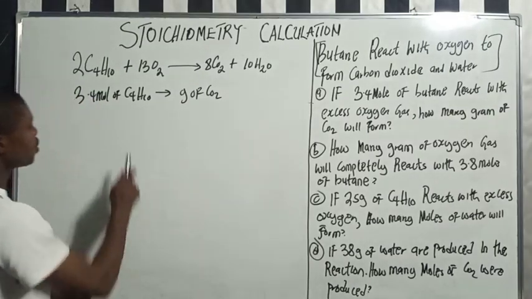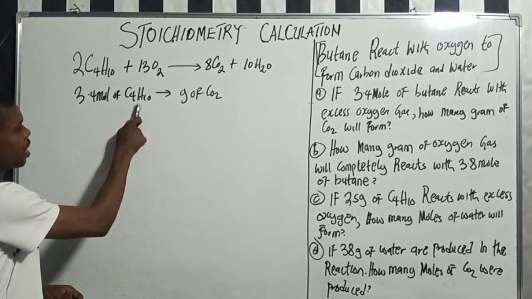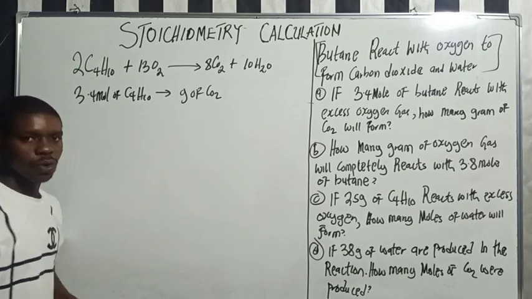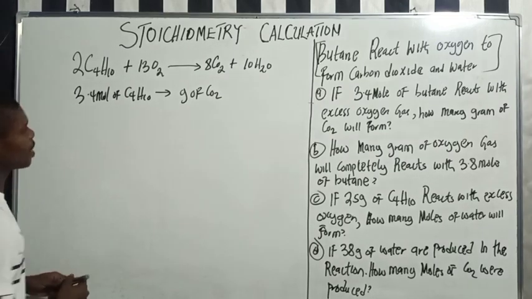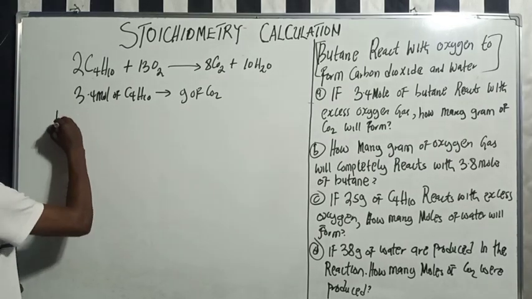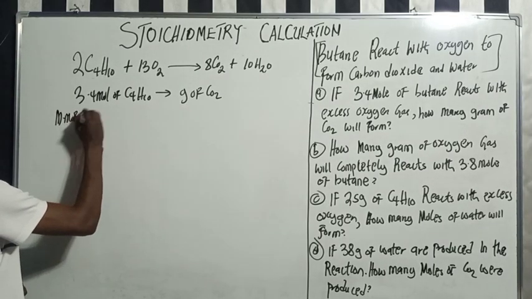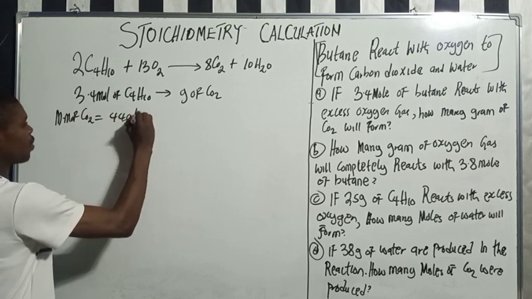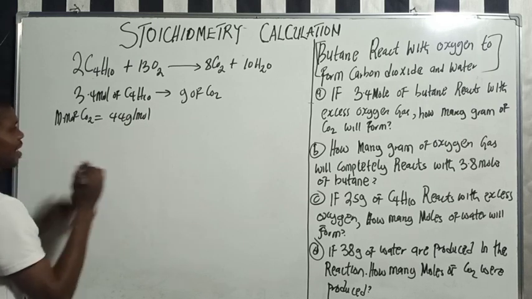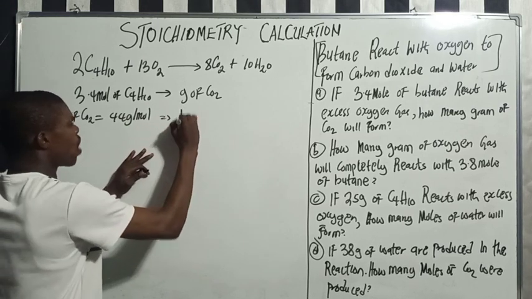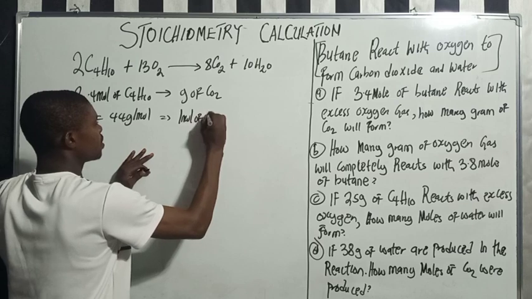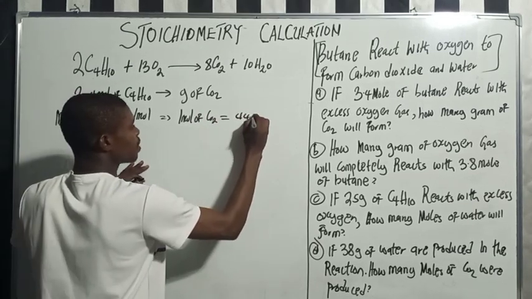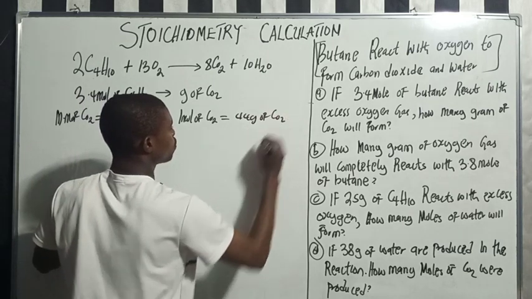Now, this is our calculation here. You have to look for the molar mass of this compound. Then you have to look for the molar mass of CO2. So, what is the molar mass of CO2? The molar mass of CO2 is equal to 44 gram per mole. Do you get that? It means that for every 1 mole of CO2, I have 44 gram of CO2.